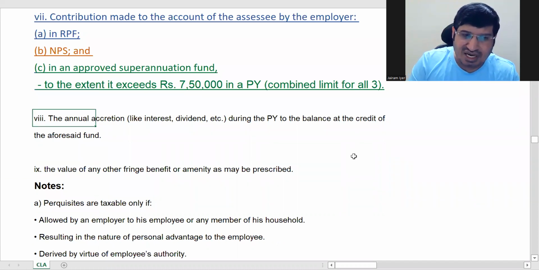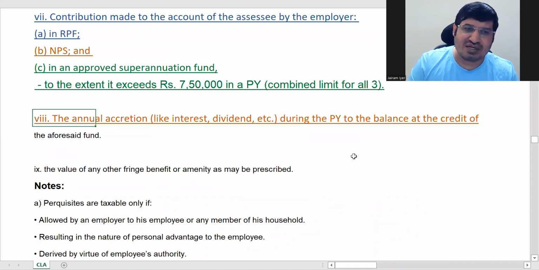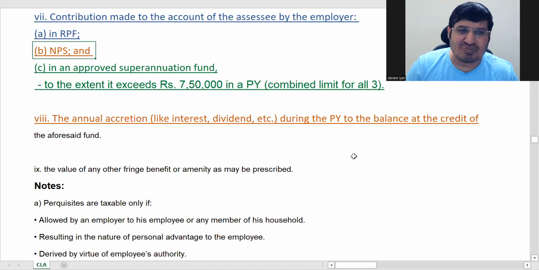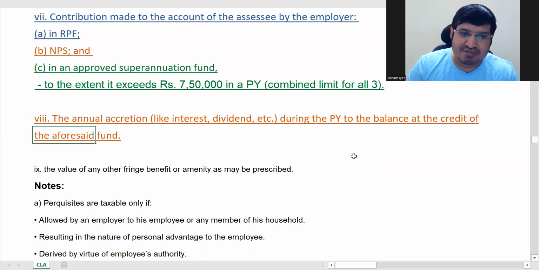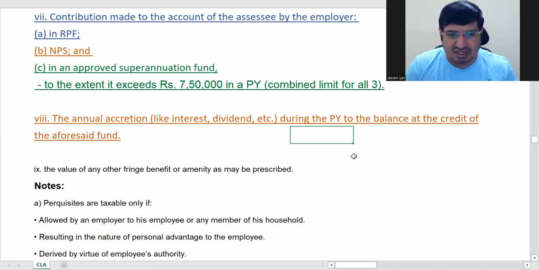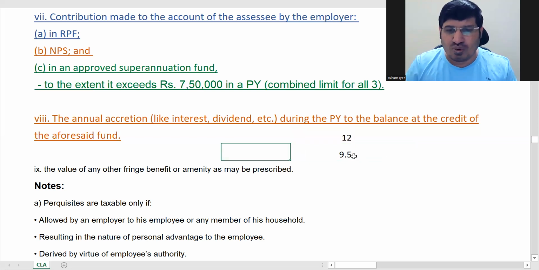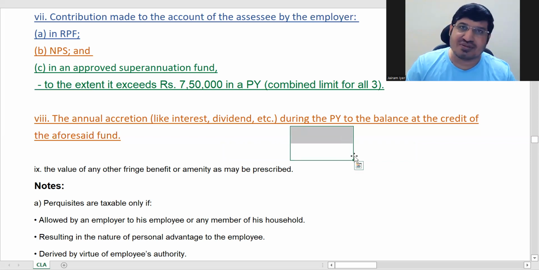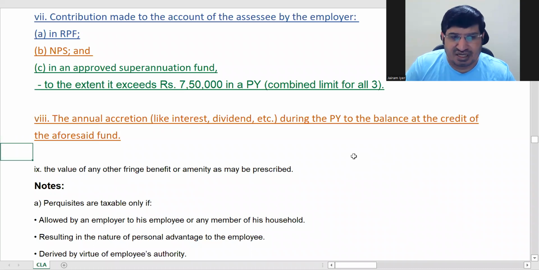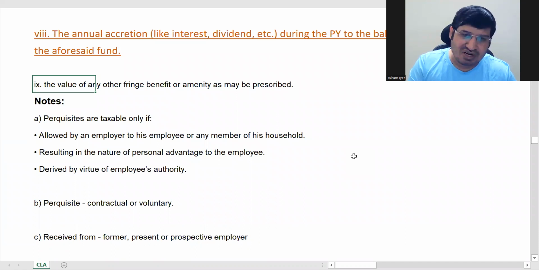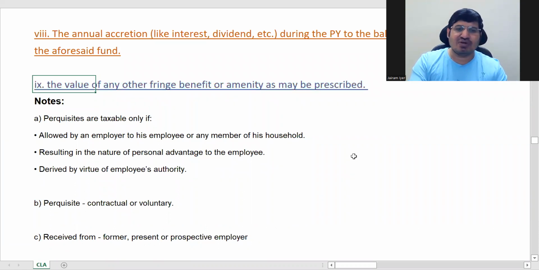Then next is your annual accretion, interest, dividend, etc. during the previous year to the balance of these funds, your RPF, NPS, whatever, basically anything which is increasing by way of interest. For RPF, you know that employer contribution up to 12% of salary and interest up to 9.5% is exempt, correct? So if interest goes over this, it will be taxable as perquisite. Then the last one is the value of any fringe benefit or amenity as may be prescribed. We will see some additional fringe benefits or amenities, not major ones, and how they will be taxed as perquisite.